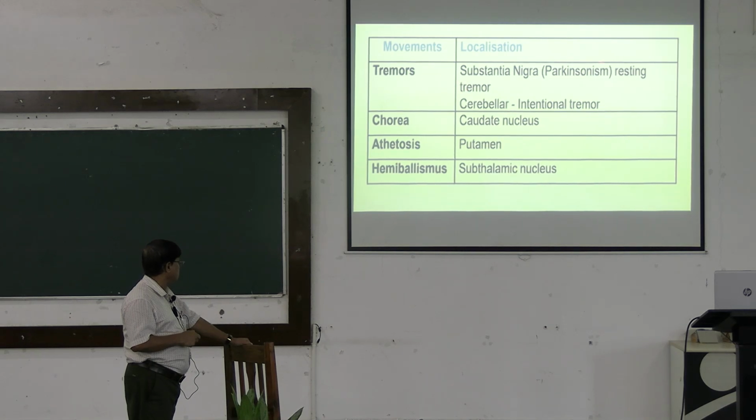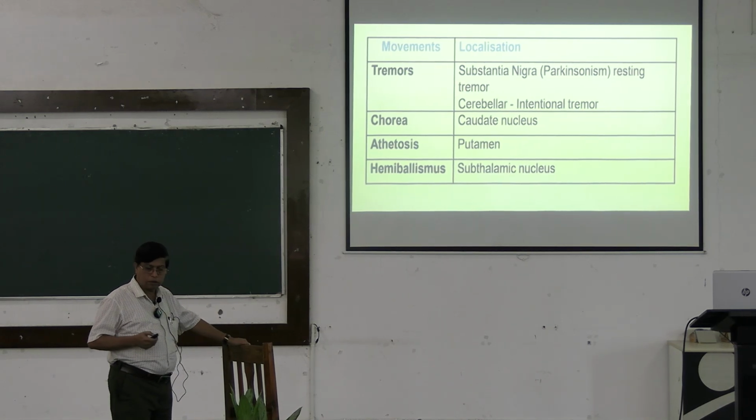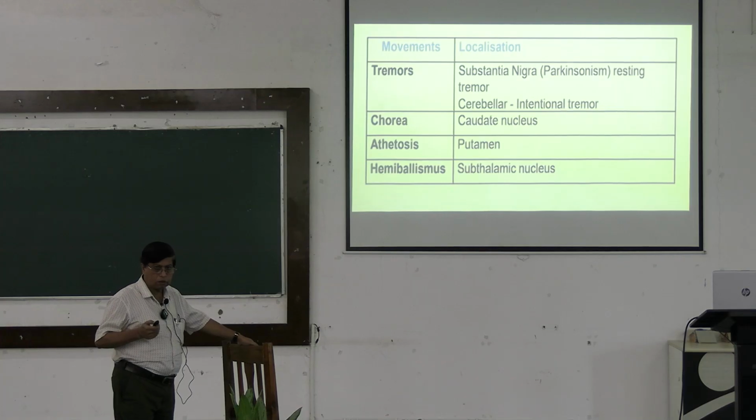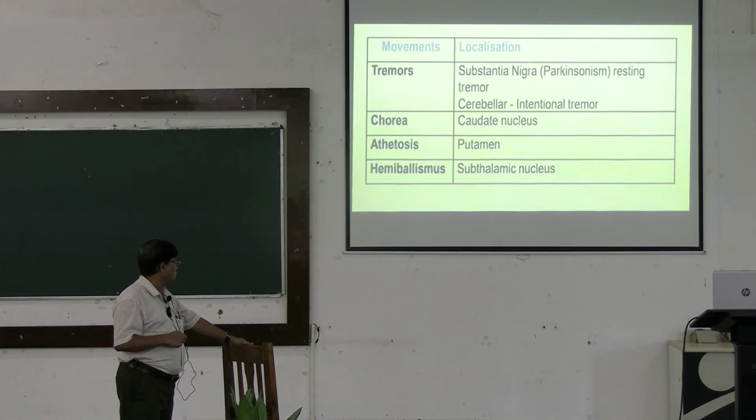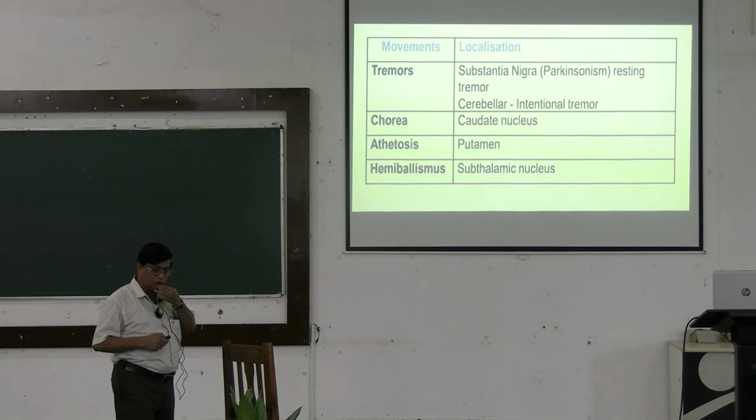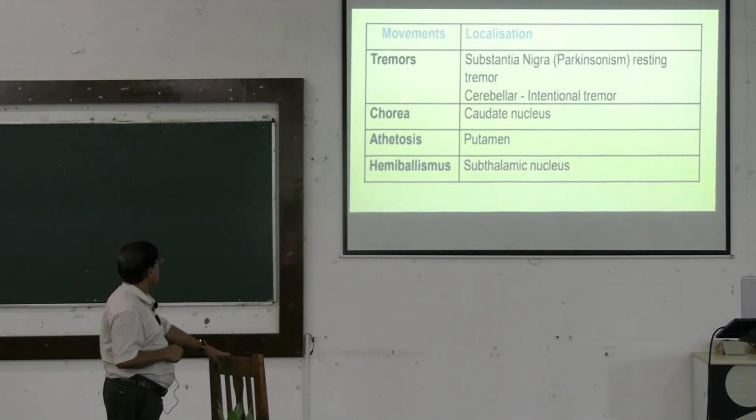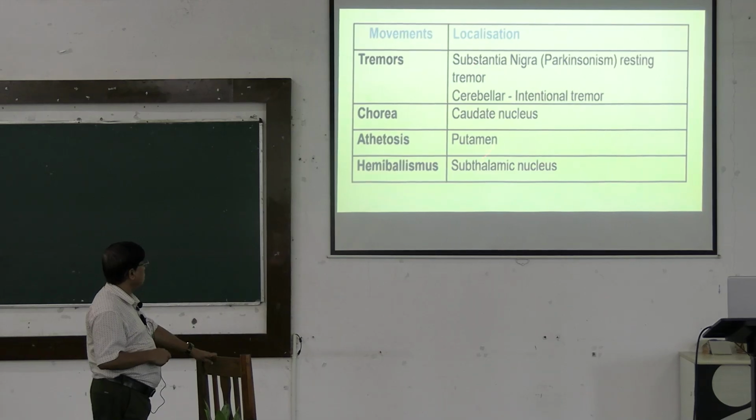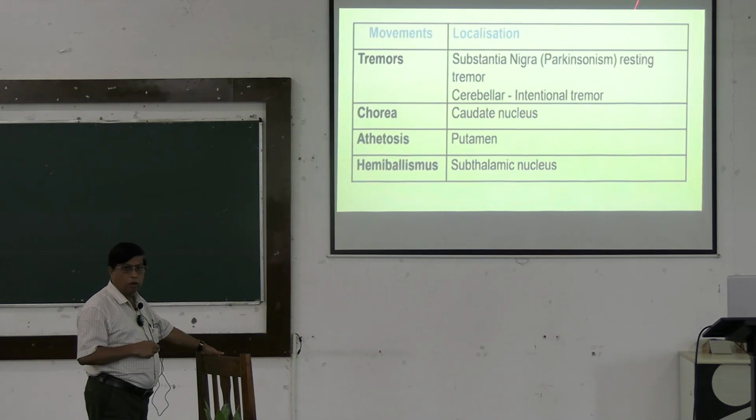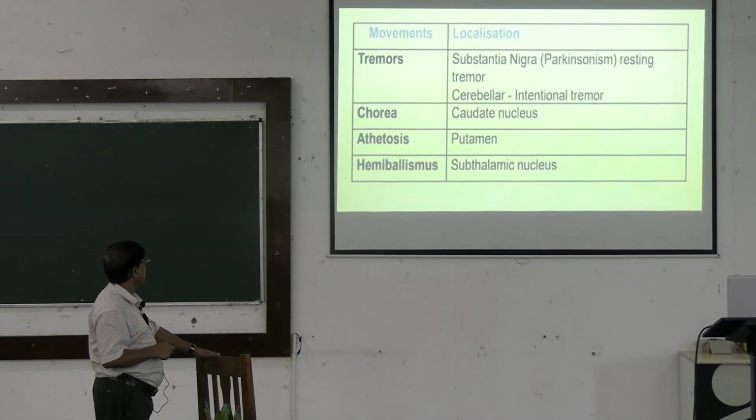So Parkinsonism, the lesion. We have described the extrapyramidal system in one of our classes. You have seen there that substantia nigra, caudate nucleus, putamen, subthalamic nucleus are all part of the extrapyramidal system. We have described it in one of our previous classes. So these nuclei are part of the extrapyramidal system or basal ganglia.